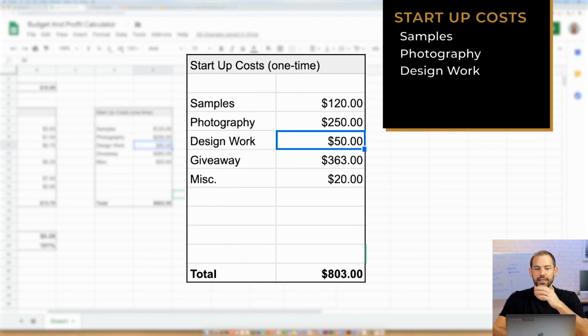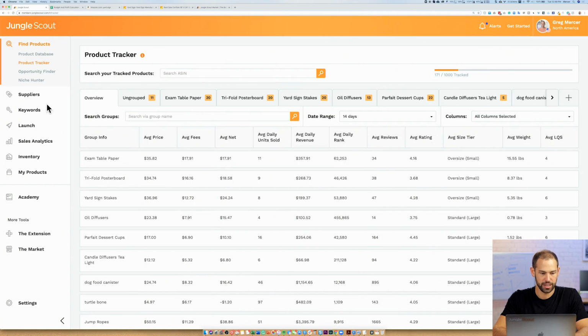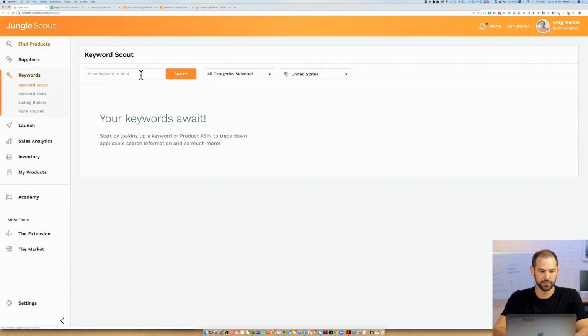Any design works, that's like any little imagery put on top of your photos. Sometimes you'll have it, sometimes you won't, sometimes it'll cost more, but I think that's fine. For the giveaway, this is a much harder value to calculate. What I'm talking about here is, let's go into Keyword Scout.